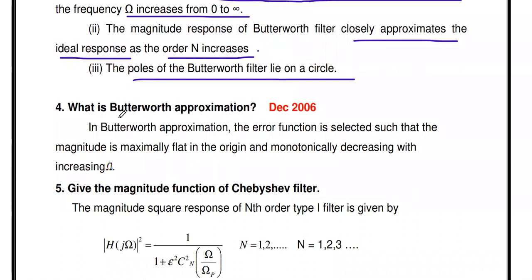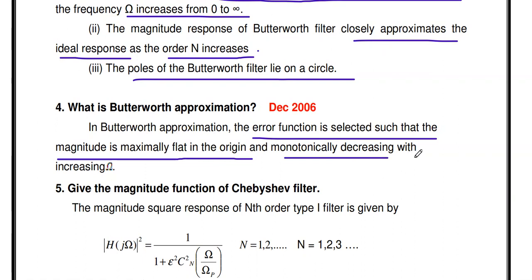The next question: what is Butterworth approximation? In Butterworth approximation, the error function is selected such that the magnitude is maximally flat at the origin and monotonically decreasing with increase in frequency omega.